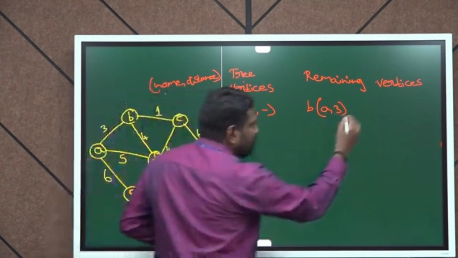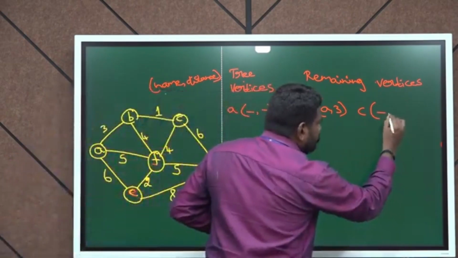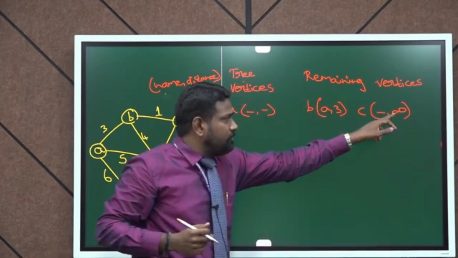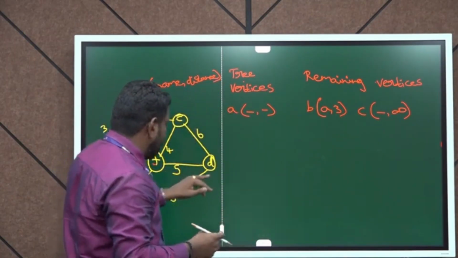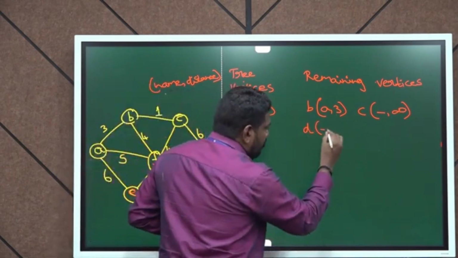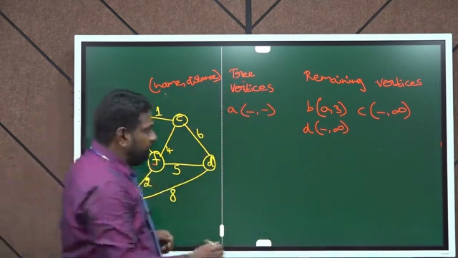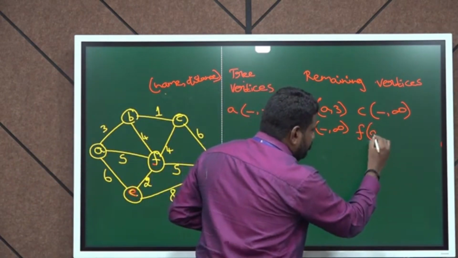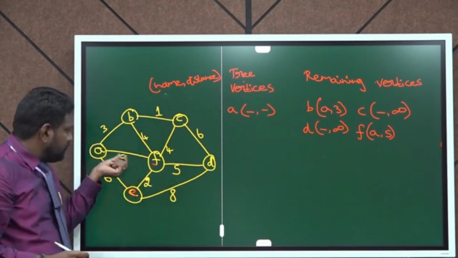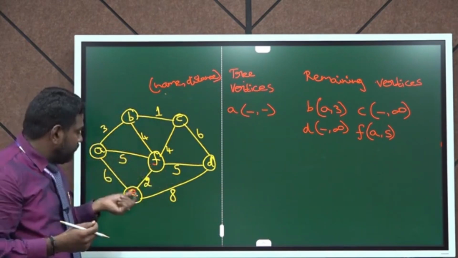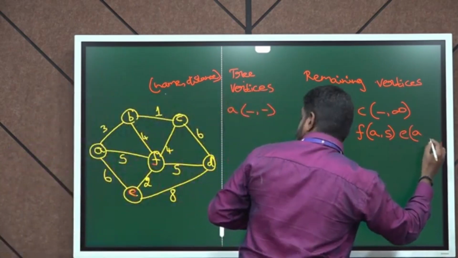Likewise for C, there is no edge from A to C. So I am marking with hyphen comma infinity. Infinity means there is no edge between these 2 vertices. Likewise the next vertex is D. For D also from A there is no edge. So I am marking with hyphen comma infinity. And for F there is an edge. So from A the distance is 5. So for F there is an edge between A and F and the distance value is 5. Likewise for E the distance value is 6.